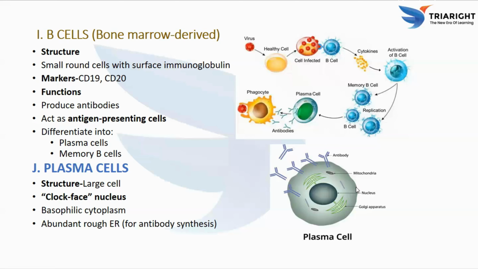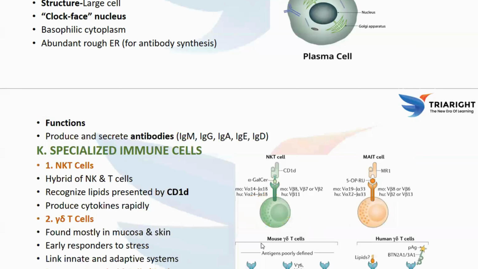So here is a diagram which shows your typical plasma cell. It has antibodies which are secreted from the cell, a nucleus which shows your clock phase appearance, and Golgi apparatus, a processing center, mitochondria, energy production, and then rough endoplasmic reticulum, antibody synthesis. Overall, it visualizes how plasma cells are the antibody factories equipped with the organelles needed for producing large quantities of immunoglobulins. So this is about the B cell and plasma cell.